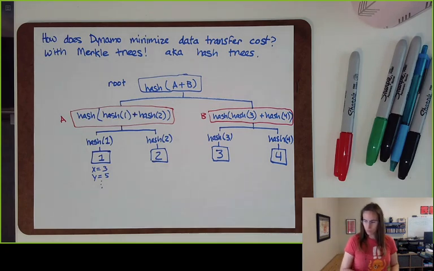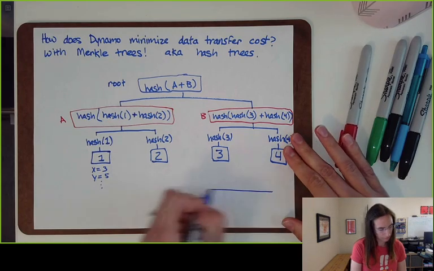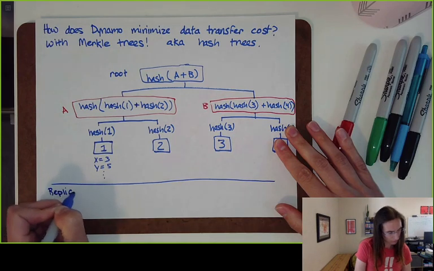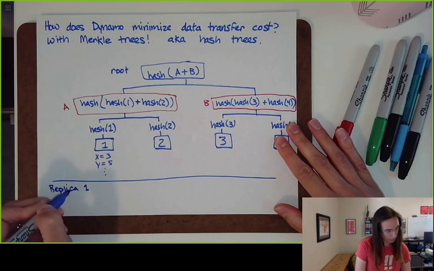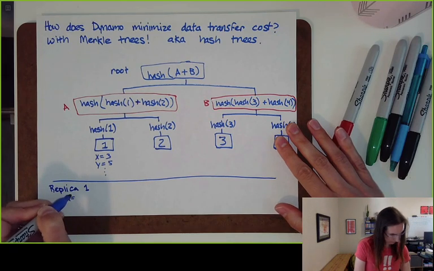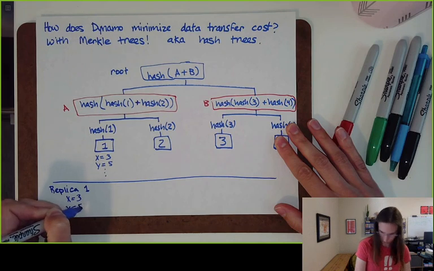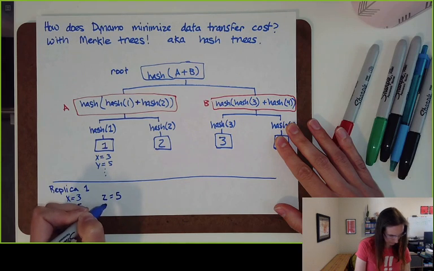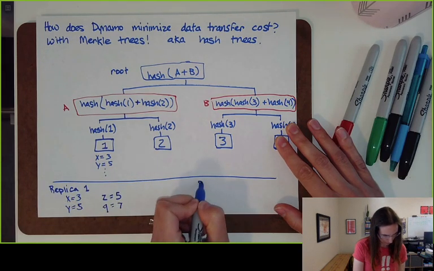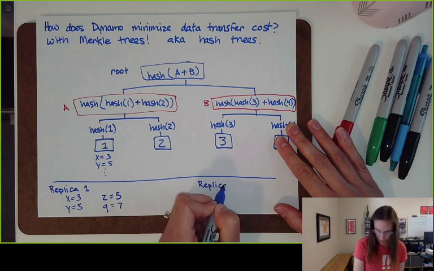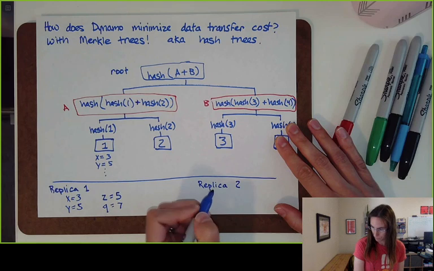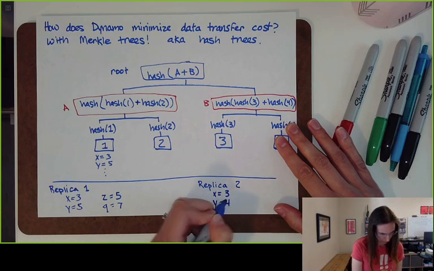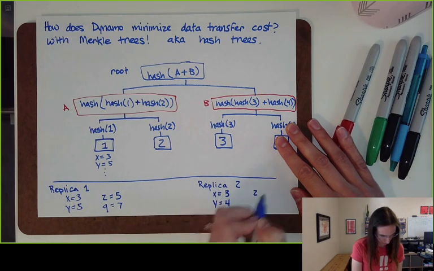So let's say, for instance, that we have two replicas. So let's say that we have replica one, and replica one has some key value pairs. Replica 2 has some key value pairs. And maybe replica 2 is only a little different. In particular, let's say that replica 2 only differs in the value of this one key, y.